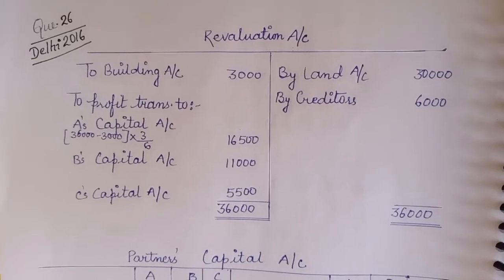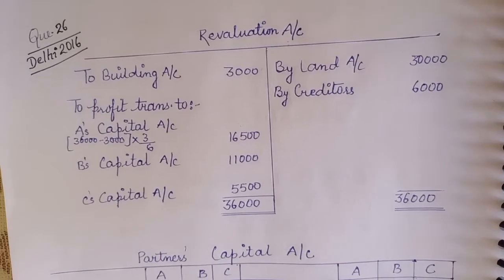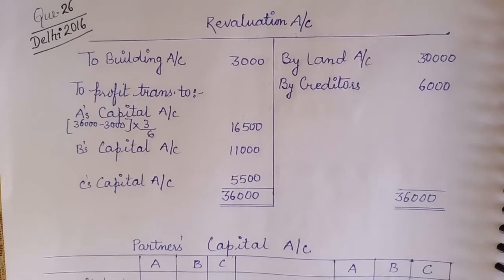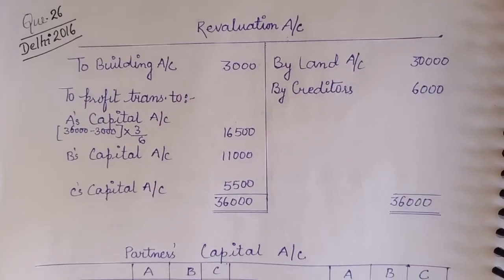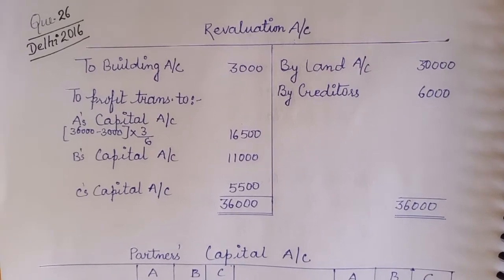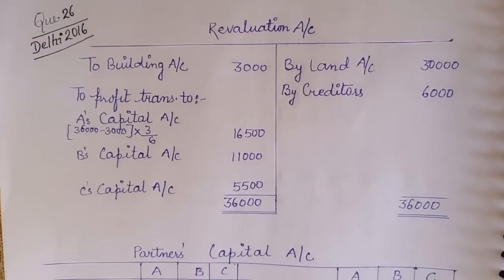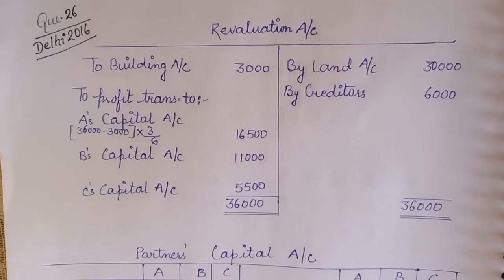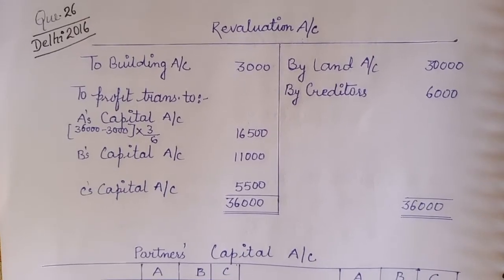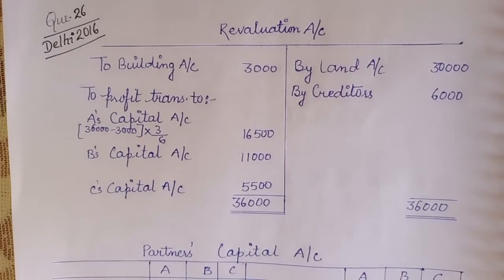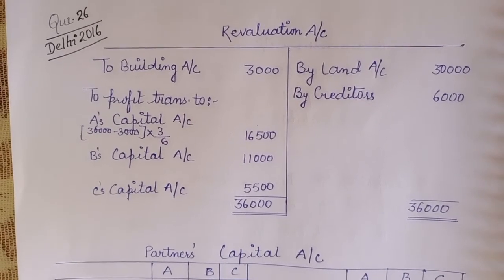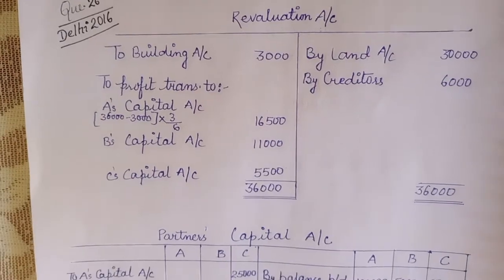Number 26 we'll be discussing from the exercise on page number 4.43. A, B, C are partners in the ratio 3:2:1 and their balance sheet is given, and certain adjustments are also given. We have to prepare the revaluation account, partners capital account and balance sheet of the reconstituted firm. So let us calculate the sacrifice or gain first of all.